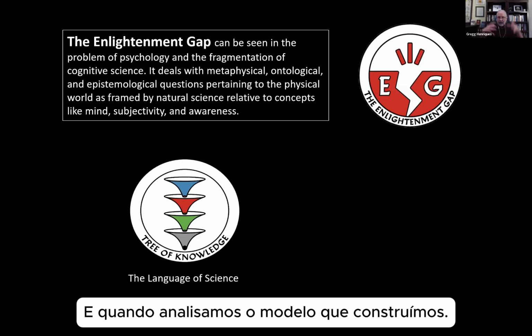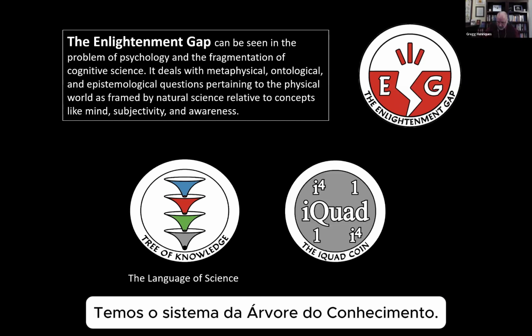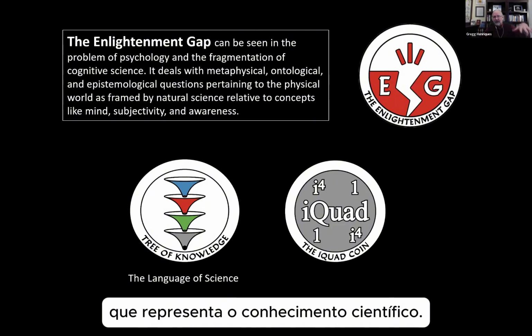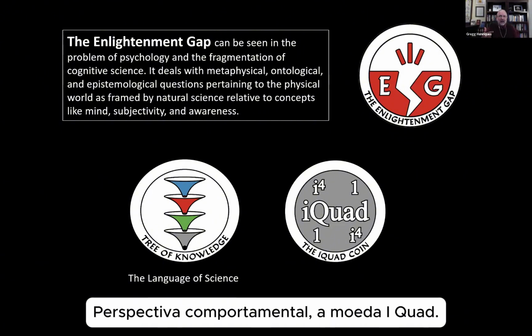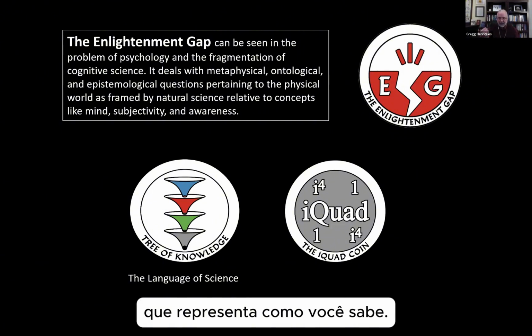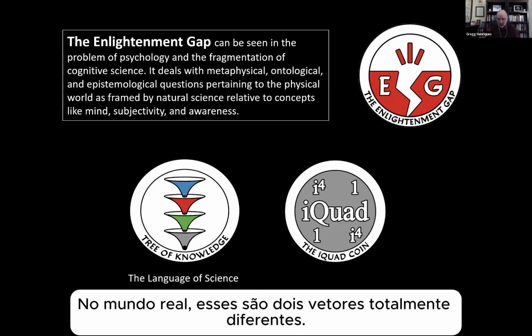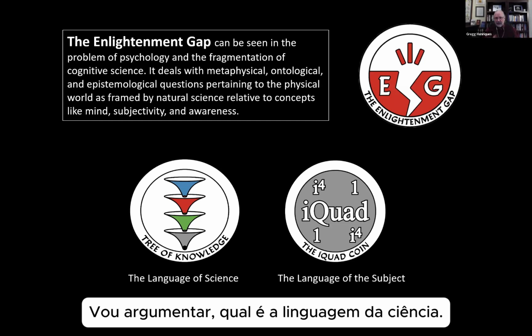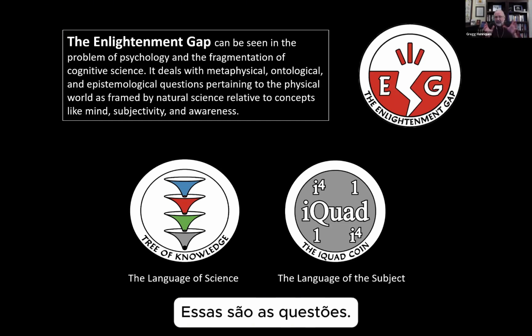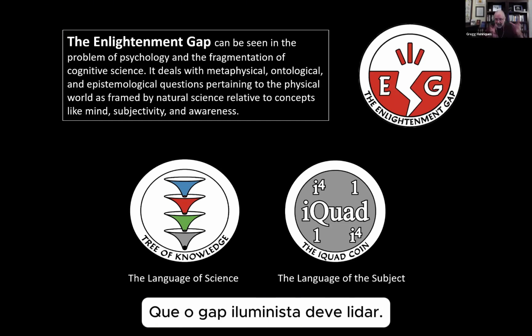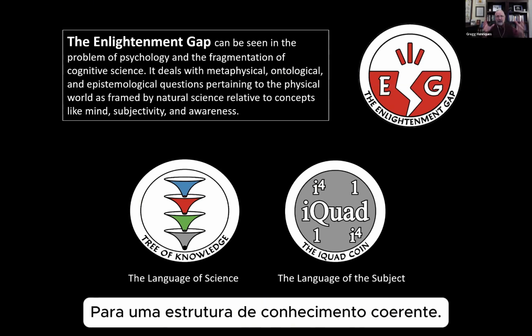And when we look at the model that we built, we have things like the Tree of Knowledge system, which represents knowing from a scientific behavioral perspective, and the I-quad coin, which represents how you know as a specific human identity in the real world. These are two totally different vectors, I'll argue. What's the language of science and what's the language of the subject? These are the kinds of questions that the enlightenment gap must deal with for a coherent knowledge structure.